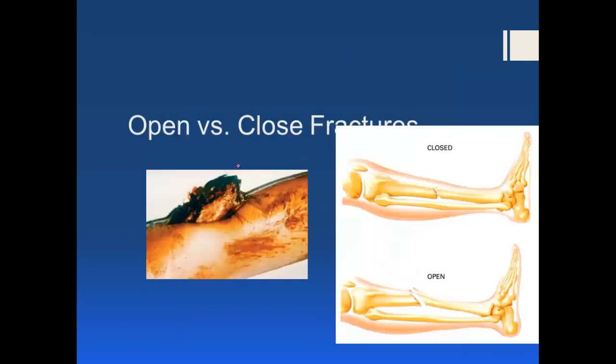Here's a picture to gross you out. I think this is probably somebody's tibia popping out of their leg there. So this is a graphic here. This is a closed fracture because you can see the skin's intact, and an open fracture here. Bone's not sticking out, but it's open to the air, so there's potential for contamination and bleeding.